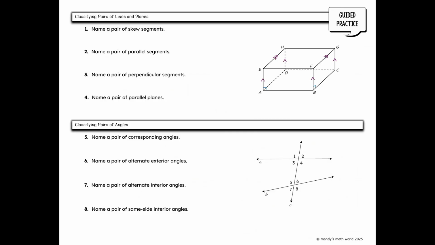So a pair of skew segments, segment EH and segment GC are skew. They're not coplanar, they do not intersect, okay? And they're not parallel. Name a pair of parallel segments. Parallel segments are coplanar and they do not intersect. So an example of that would be segment AE is parallel to segment BF.